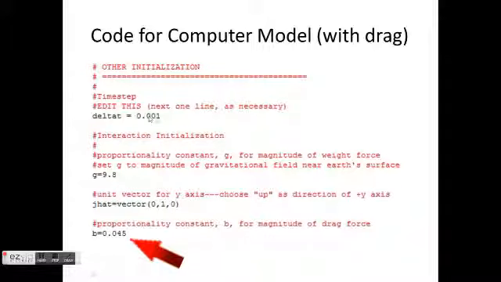The delta t is 0.001 seconds, which is very small so that we can get accurate predictions. g is 9.8 meters per second squared. j hat is the vector 0, 1, 0 because we are only concerned about the y direction, and b, which we need for the drag force expression in the previous slide, we find by plugging in different values for b until we find that the final model value is equal to the final observation value. So here we get b to be equal to 0.045.